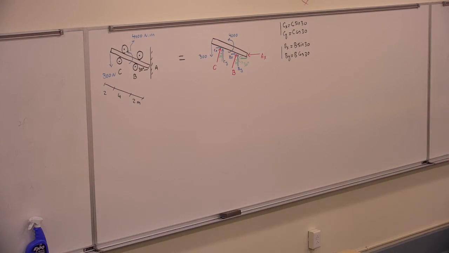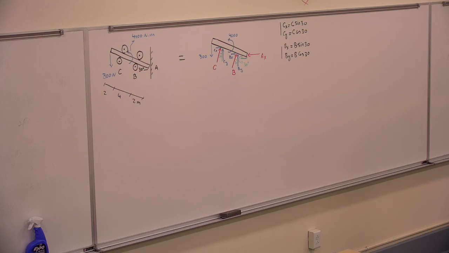Sigma Fx: Ax is unknown, Bx is unknown, Cx is unknown. So it's only three: A, B, C. Sigma Fy, why write sigma Fy? Cy would be unknown, By would be unknown. It's going to be two. Still is not going to help.